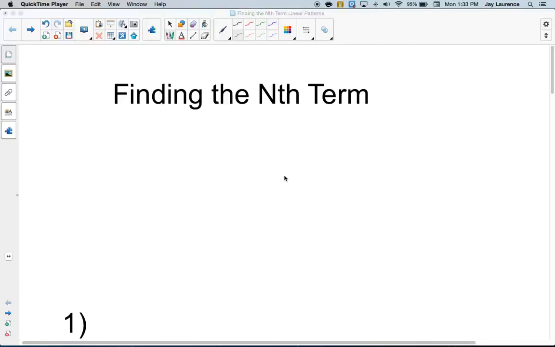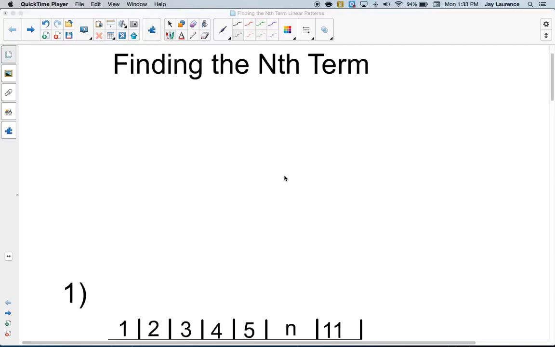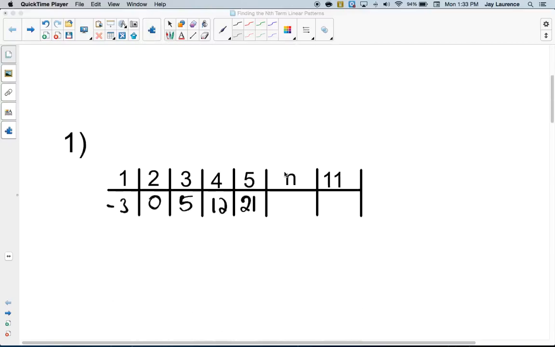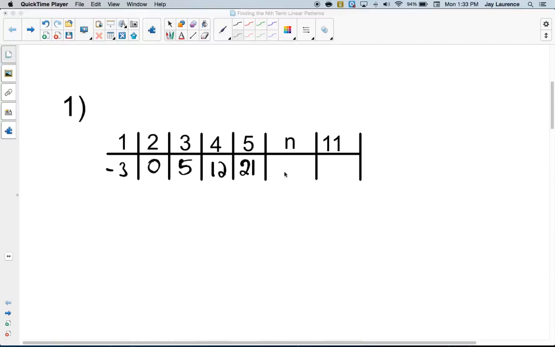Now, yesterday, all the patterns you did were linear. And how do we know they're linear? Because when you found the first difference, you got the same number over and over and over again, like plus 3, plus 3, plus 3. Today's are going to be a little different. So why don't you copy down number 1 here, okay?